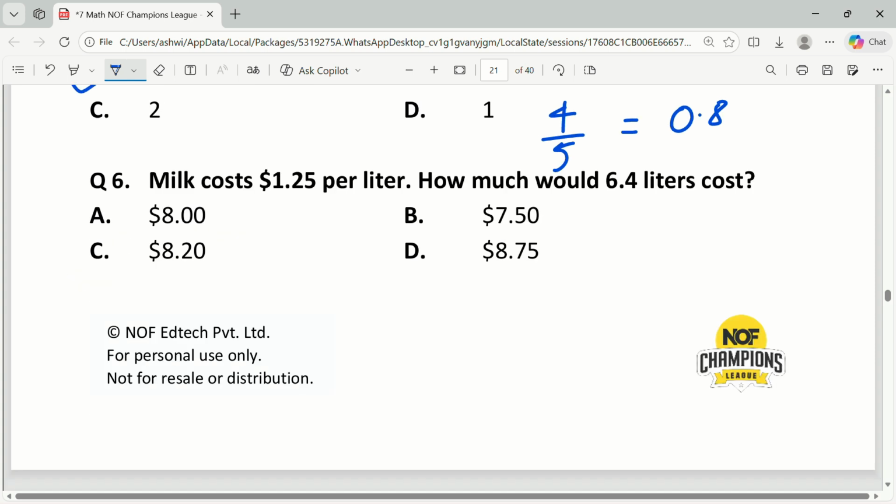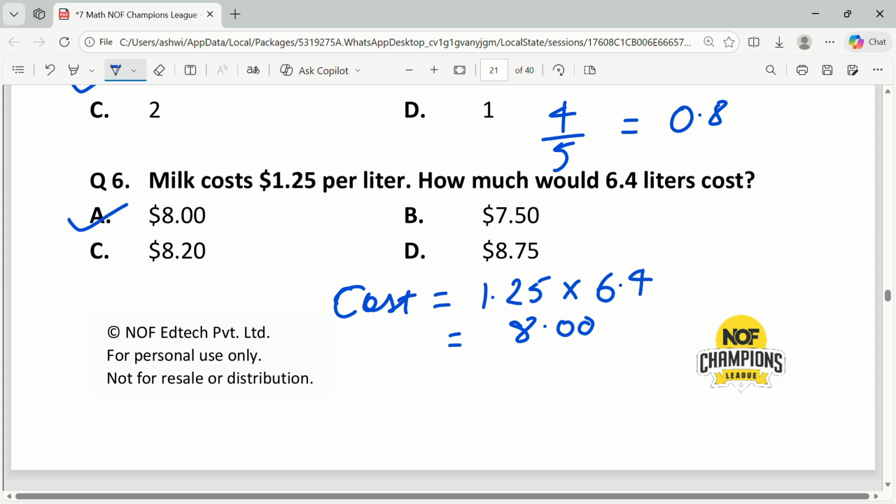Question number 6. Milk costs rupees 1.25 per liter. How much would 6.4 liters cost? Multiply the price per liter by the number of liters. That is, cost = 1.25 × 6.4, which is equal to 8.00. Comparing with the options, the answer is A, 8.